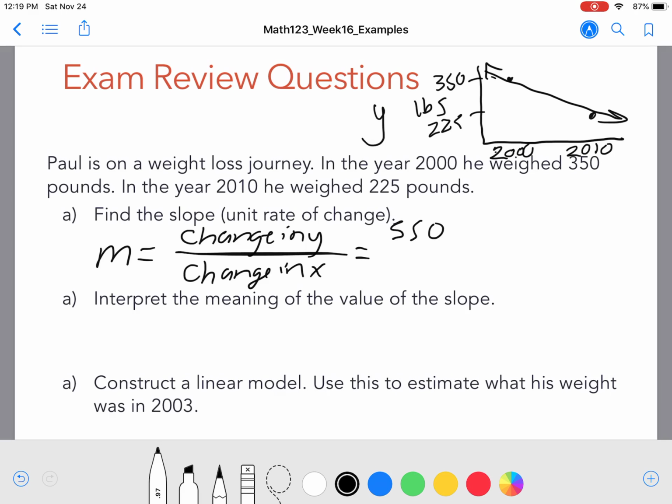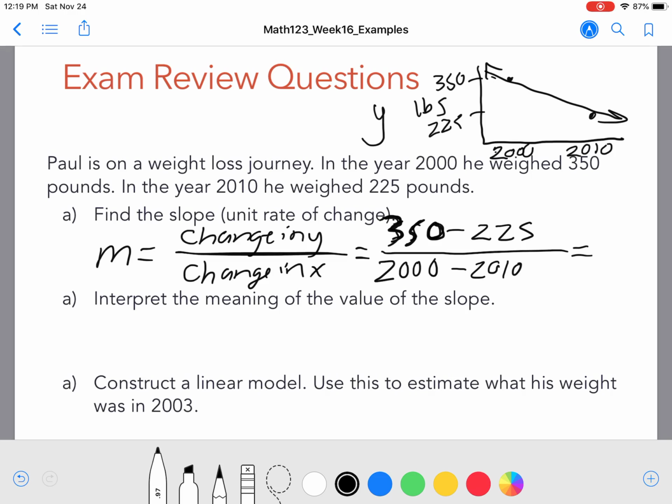So you're going to take your 350 pounds and you're going to subtract your 225. Now it doesn't actually matter what order you do this in. Okay, you could do 225 minus 350. That would also be fine. You just need to make sure that you're consistent. So in the denominator, when you do your 350, you know that that goes with the year 2000. So that means you should put 2000 right below it. And then you know that the year 2010 is the one that goes with 225. So you have to make sure that those are also grouped together.